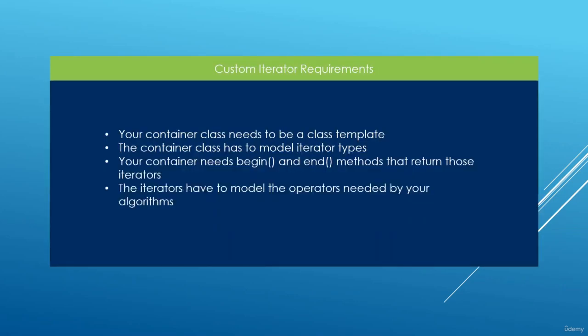We started out by looking at what is needed to supercharge your own containers with iterator support. We saw that you needed to make your class a class template, you needed to model iterator classes, and you needed to set up begin and end methods that return those iterators. And those iterators should model the features or the operators that are needed by the algorithm you want to work on your container.